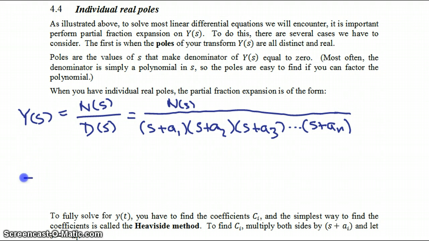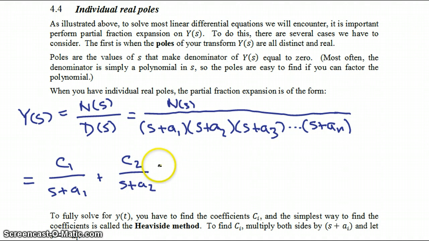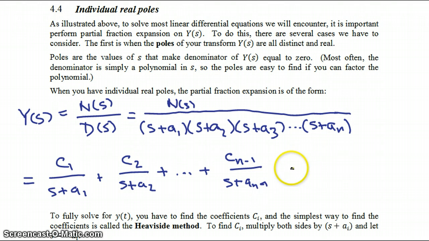And then the partial fraction expansion ends up being some coefficient c1 over (s + a1), plus some coefficient c2 over (s + a2), plus ..., some coefficient c(n-1) over (s + a(n-1)), plus some coefficient cn over (s + an).